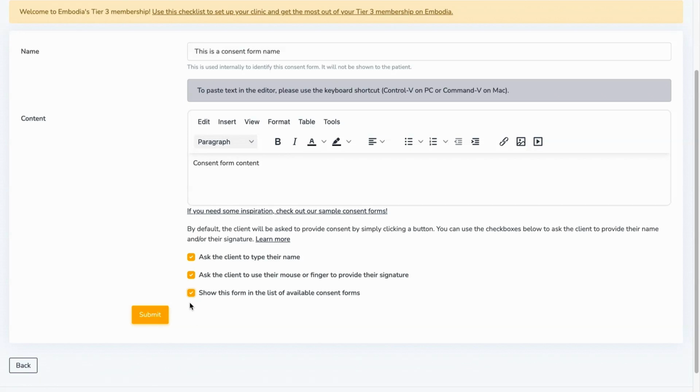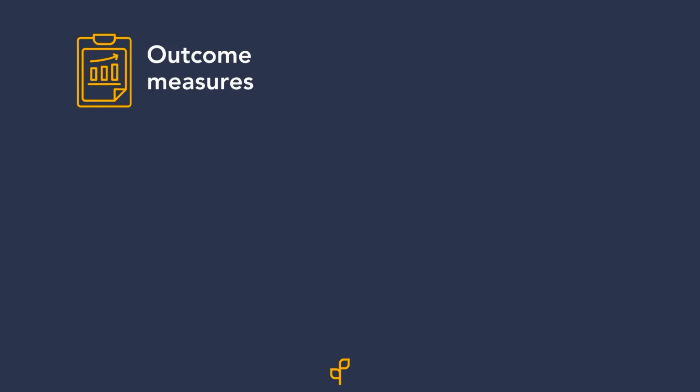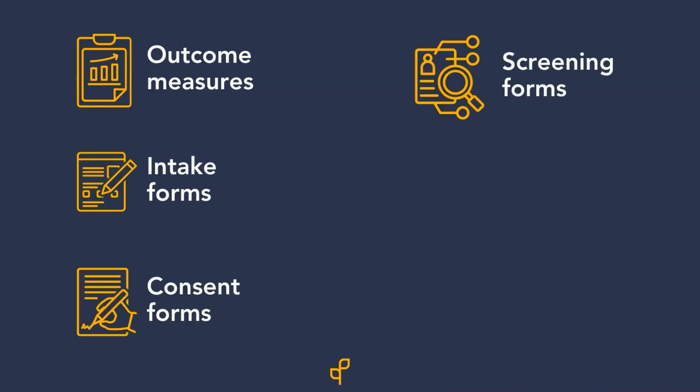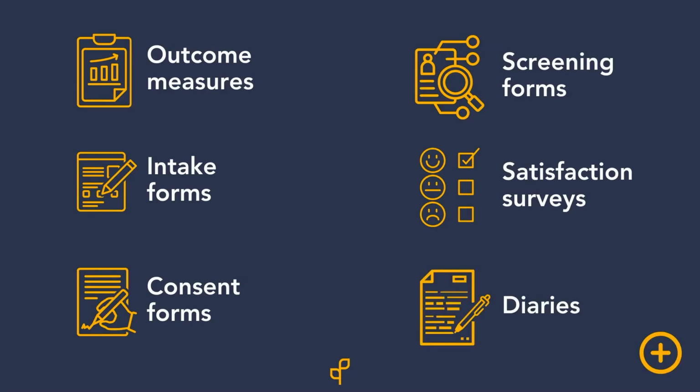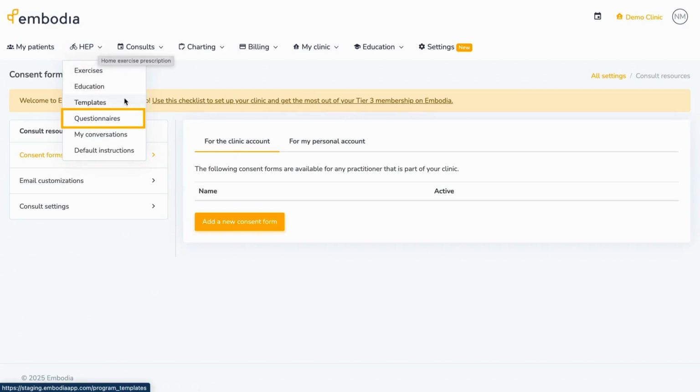If you want additional flexibility for your consent form, or if you have multiple consent forms that should go out with any one of your services, you can set up any additional consent forms using the Questionnaires feature. You can use questionnaires to create outcome measures, intake forms, consent forms, screening forms, satisfaction surveys, diaries, and more. To set up your questionnaires, go to HEP Questionnaires.